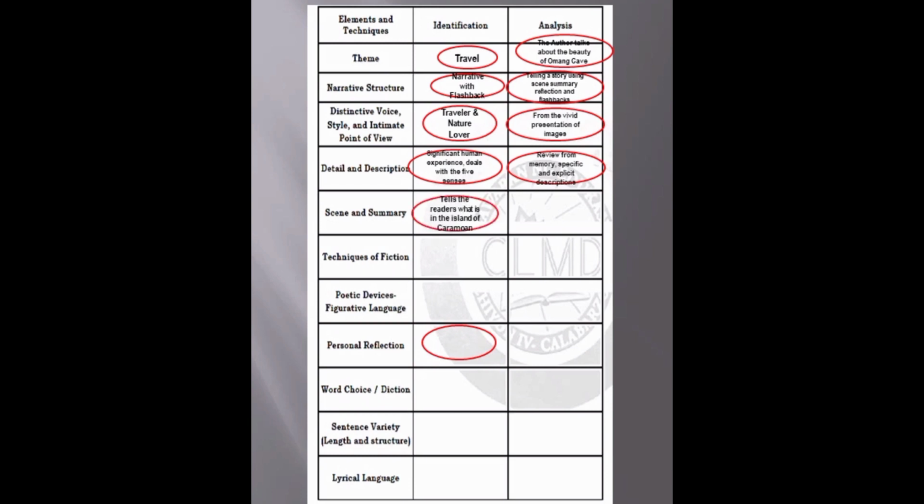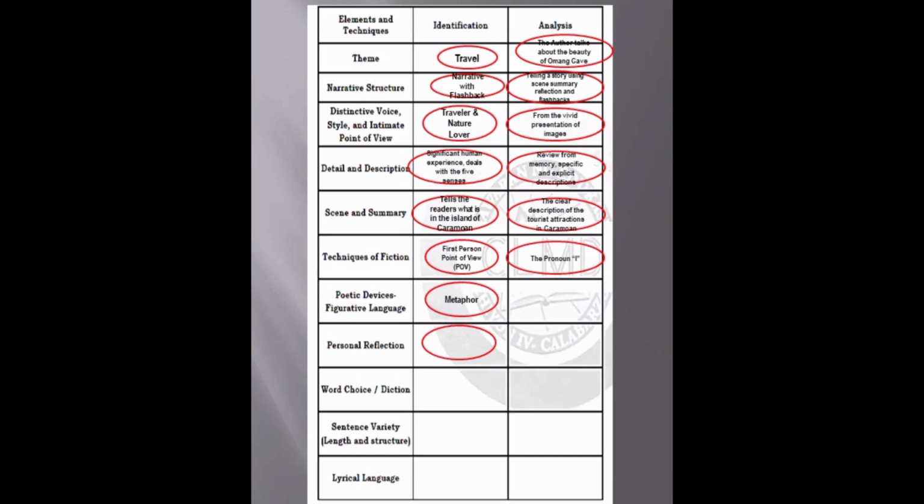Scene and summary: it tells the readers what is in the island of Caramoan. The analysis: the clear description of the tourist attractions in Caramoan. The technique of fiction used is the first-person point of view. Although this is creative nonfiction, it uses the same points of view, which are the first, second, and third person. But for this, the author used the first-person point of view because of the pronoun I.